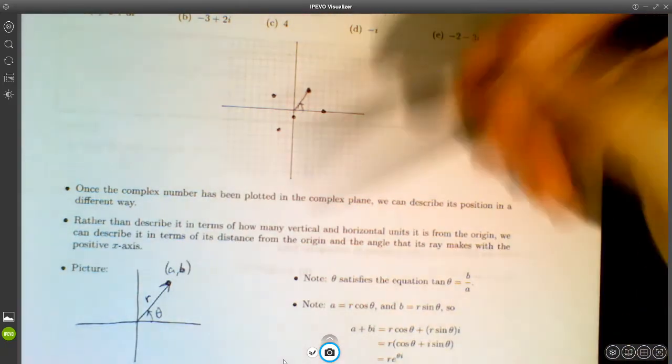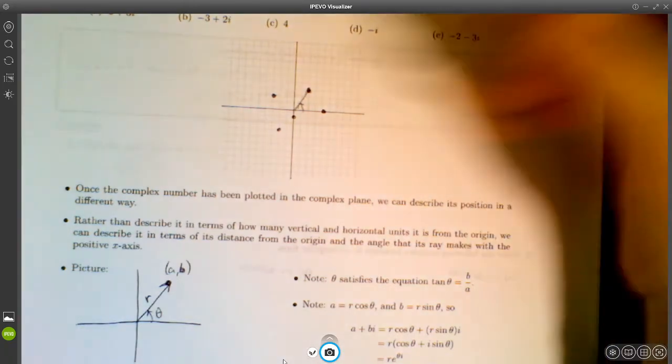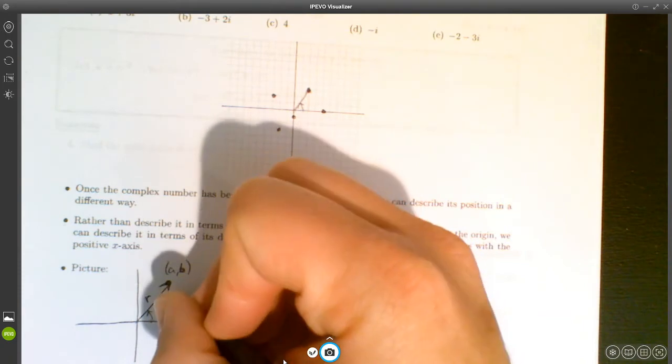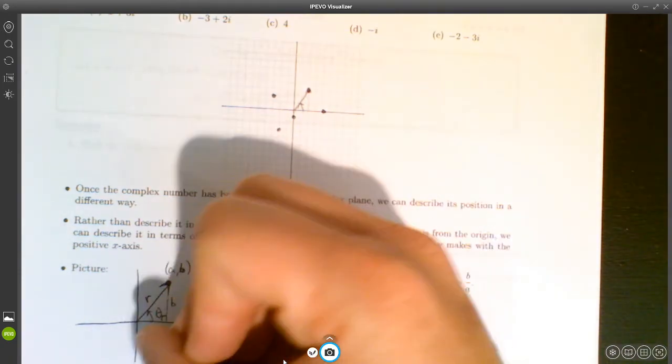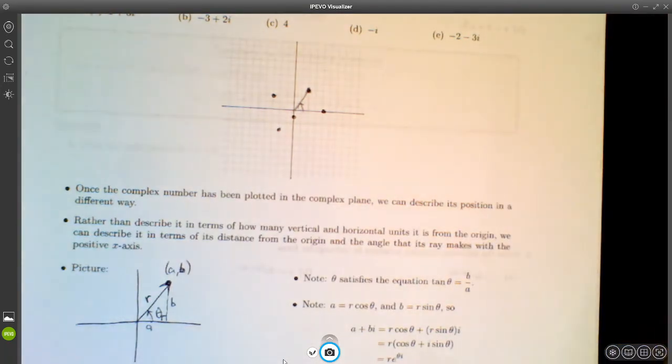So a couple things to note. First of all, theta satisfies the equation tangent theta equals b over a, right? Because if you make a little right triangle out of this, we know that this is b units and this is a units. Tangent theta is b over a. Now that's not the same thing as saying that theta is tangent inverse of b over a.